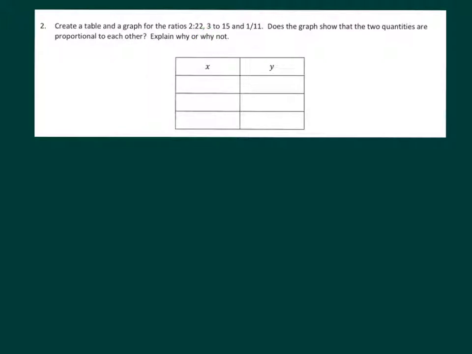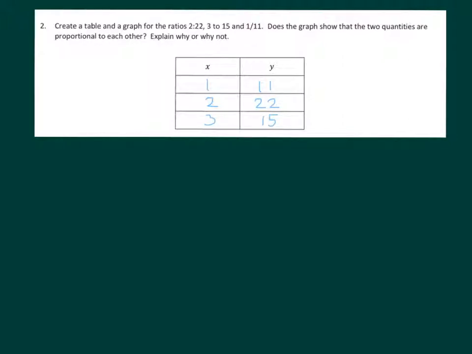The first one is 2 to 22. The next one is 3 to 15. And the last one is 1 to 11. Actually, I want to put them in order, so I'm just going to change it a little bit. Now it looks much better.